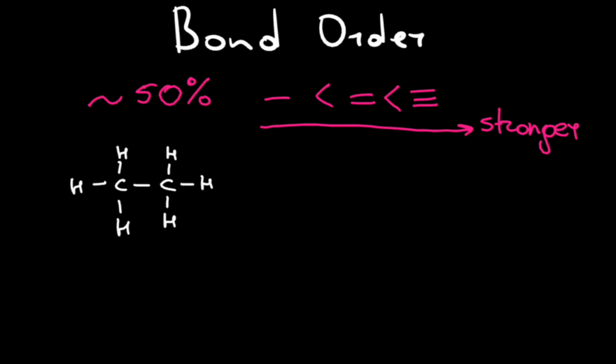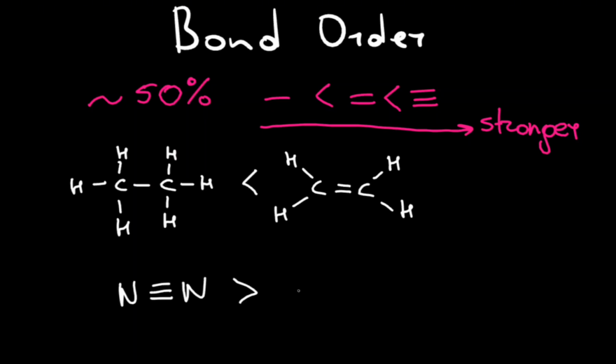And in ethene, the carbon atoms share two pairs of electrons. That means a double bond. And a double bond is stronger than a single bond. The nitrogen molecule has a triple bond, and it is much stronger than oxygen, which has a double bond.